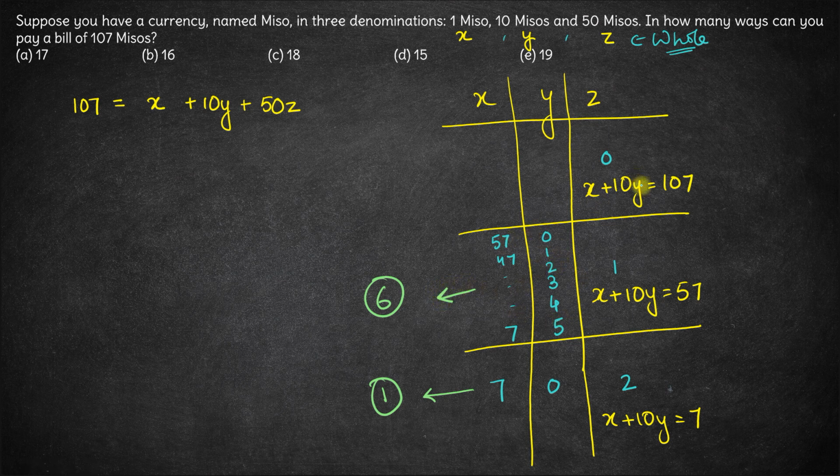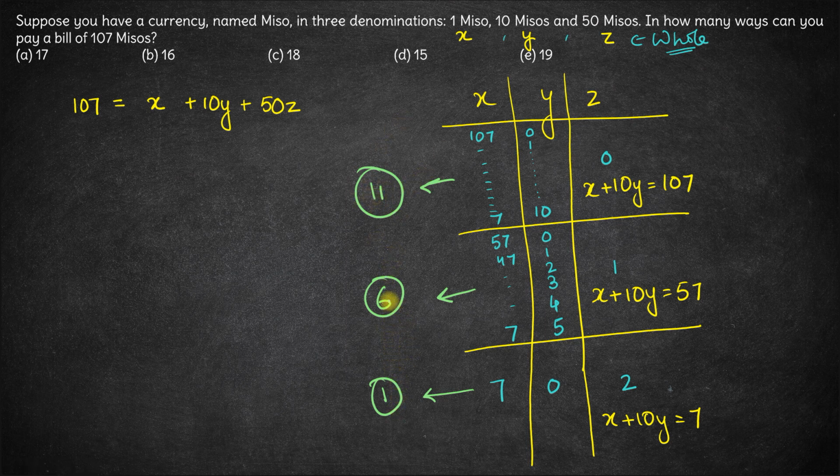And by the same logic over here, Y can take values of 0, 1, 2, 3 and so on till a maximum of 10. 10 into 10 is 100, 107 minus 100 is 7. That will be the value of X when Y is 10. If Y is 11, then 10 into 11 is 110, then X will come out to be negative, but that cannot be the case. If Y is 0, X will be 107. So X will also have corresponding values for Y. How many possible values are there for Y here? From 0 to 10, there are 11 possible values. So these are the possible values of X, Y and Z.